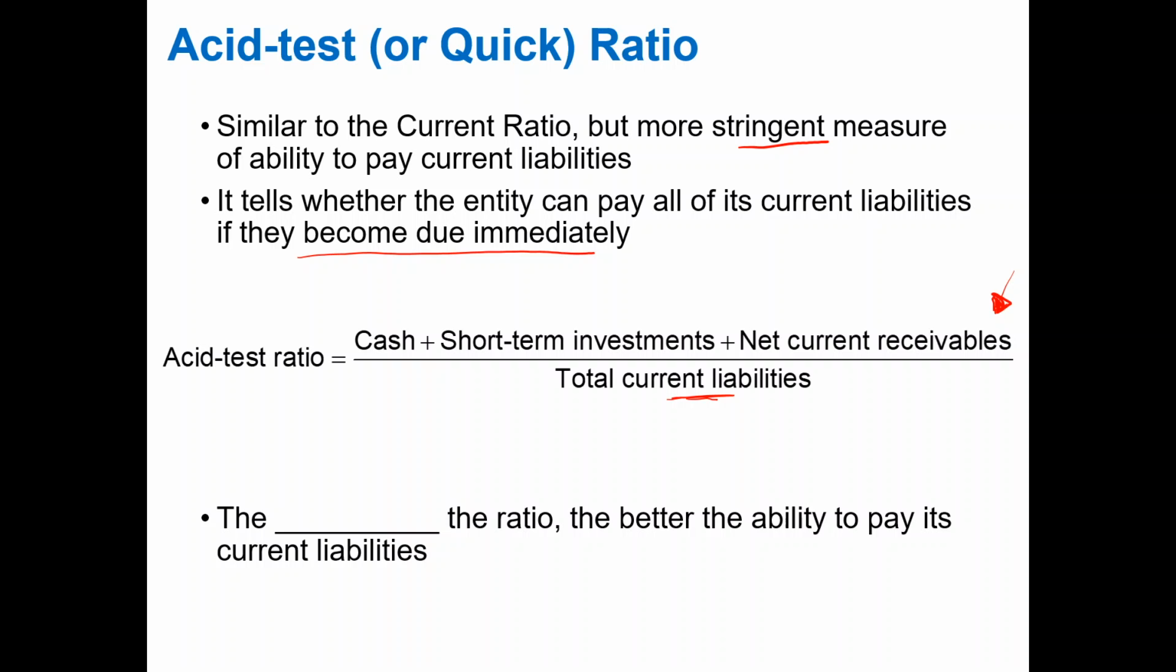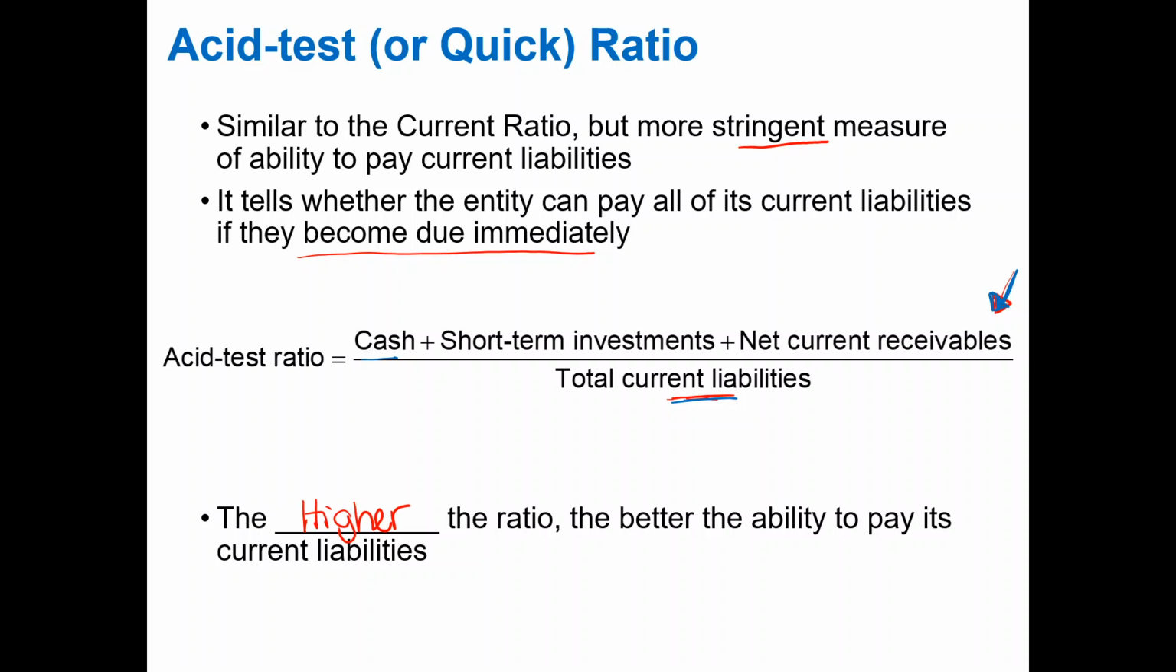The acid test ratio, like the current ratio, the higher the better, because it's saying that we have enough of these really quickly convertible to cash or already are cash. The more of those we have available to pay these current liabilities. So if it's higher, there's less risk.